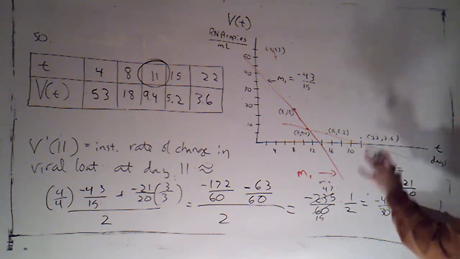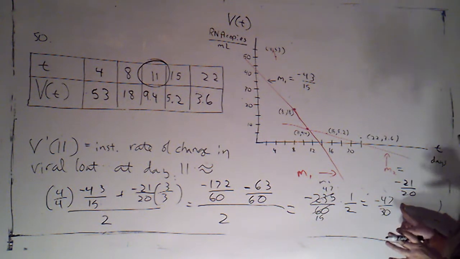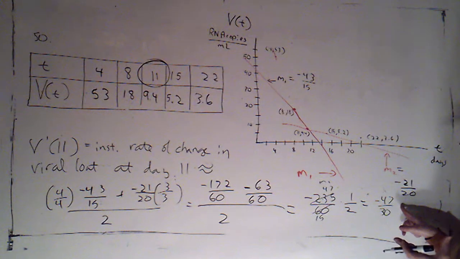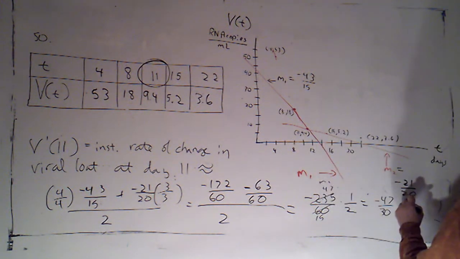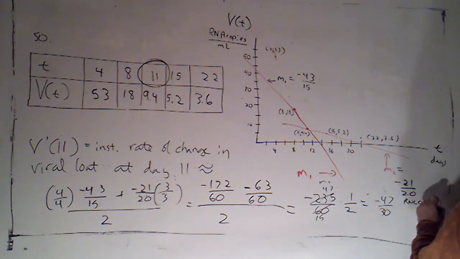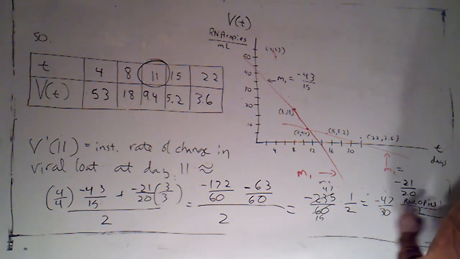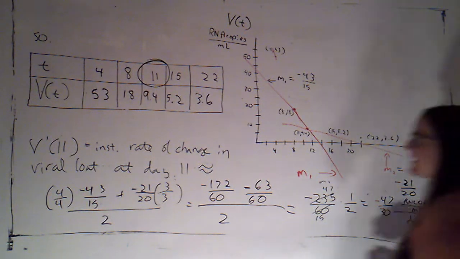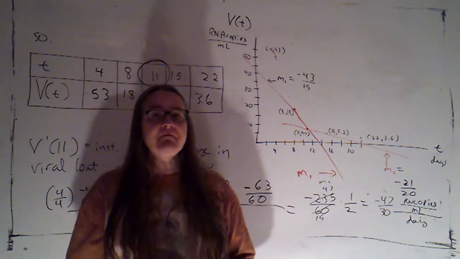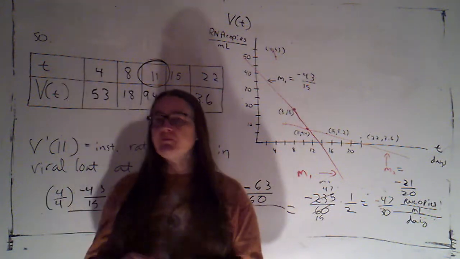And the units would be the same as the units for the slope of a secant line, because it's still rise over run, even though I wasn't able to calculate it that way because I didn't know 2 points on the tangent line. But this would just be RNA copies per milliliter per day.